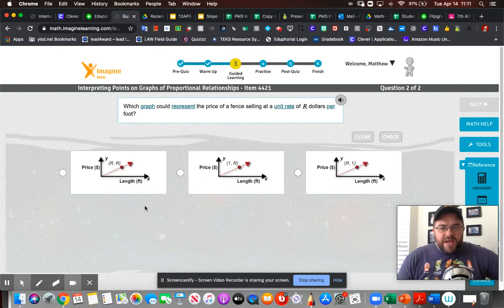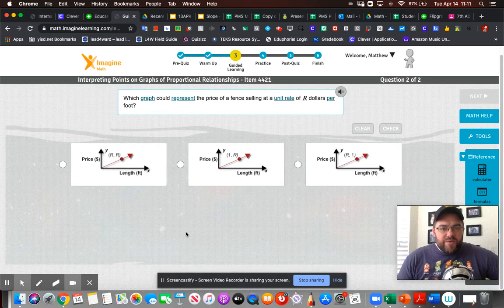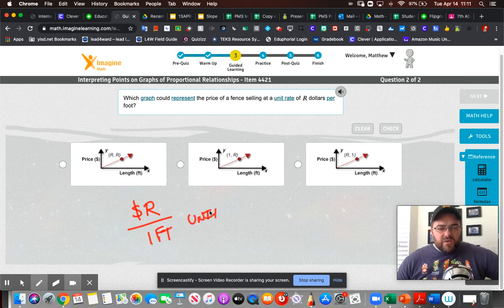And we have this question right here. Which graph could represent the price of a fence selling at a unit rate of R dollars per foot? So we're saying we don't know how many dollars. We're just calling it R dollars. So our unit rate is going to look like R dollars per 1 foot. This is a unit rate because it has a denominator of 1. It's the cost for 1 foot.